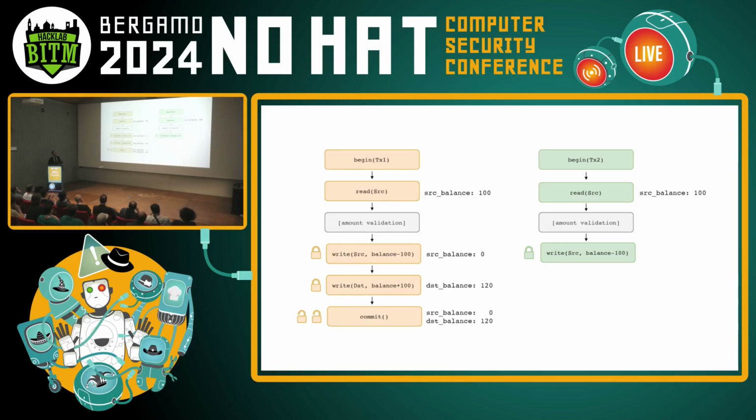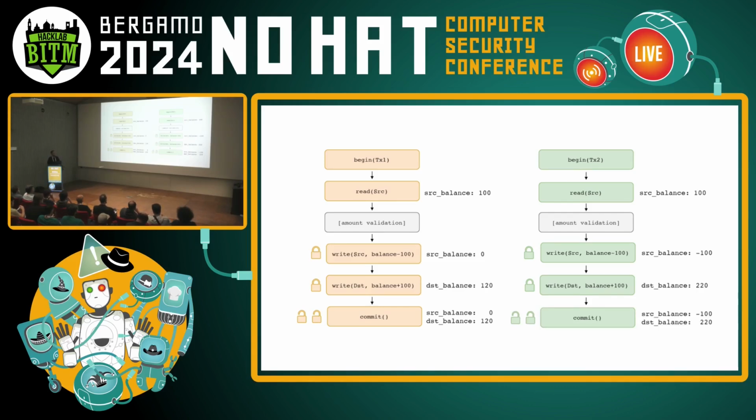Which means now when the second transaction performs the write and subtracts 100 from the current balance of the source account, it will subtract 100 from 0, which means the second transaction will set the balance of the source account to minus 100. The second update will perform the same thing and add 100 to the current destination balance, setting it to 220 and committing, basically leaving our database state with an overdrawn source balance account, effectively the same exact scenario that we saw in the demo.